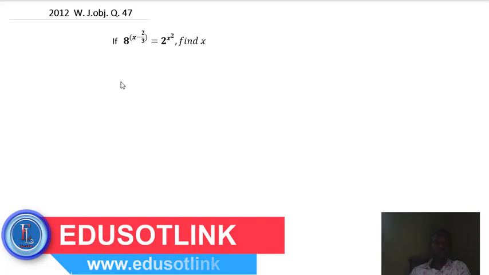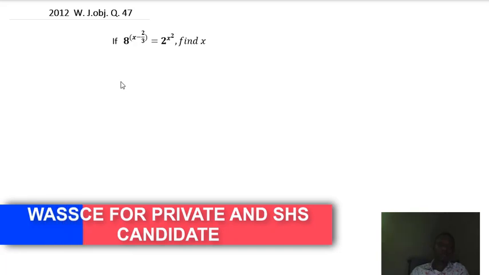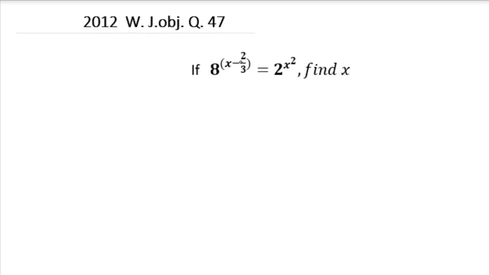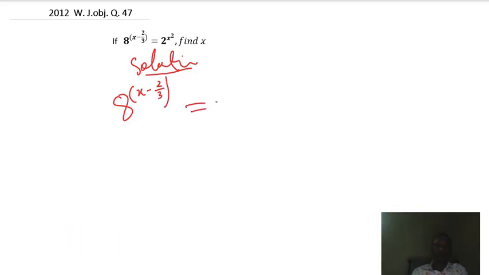Today we are going to do 2012 WASSCE June objective question number 4, and the question is: if 8 exponent (x minus 3 over 2) equals 2 exponent x squared, find x. So here we are going to solve for x. Let's write the equation down. We have 8 exponent x minus 2 over 3 equal to 2 exponent x squared.